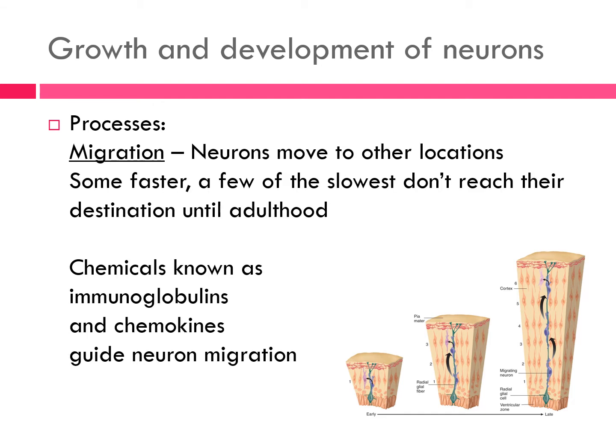Okay, so after the neurons are produced, they need to move to the location where they're going to perform their function. Some of them are faster, some of them are slower in their migration. A few of the slowest don't reach their destination until adulthood. You can see in the picture at the bottom right what's being shown there. That very bottom part, the almost darker orange, is the ventricular zone, if you can't read that. So that's the area that's near the ventricles.